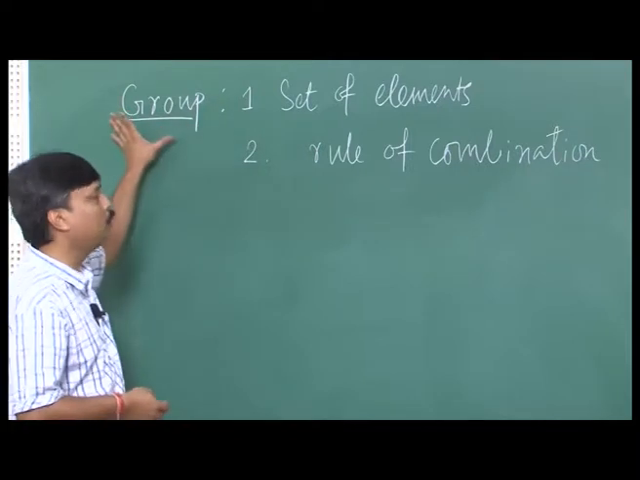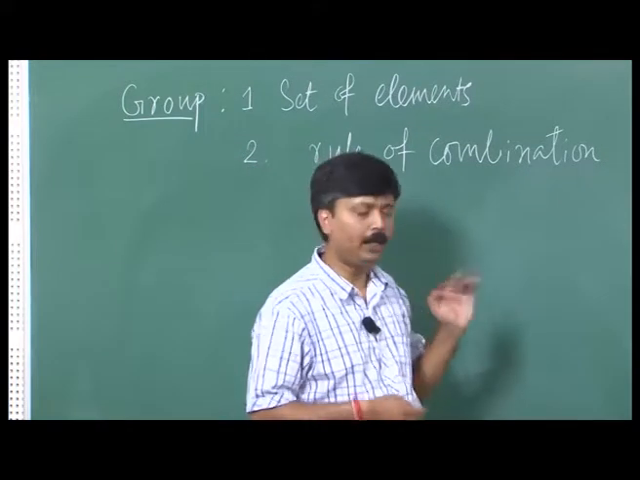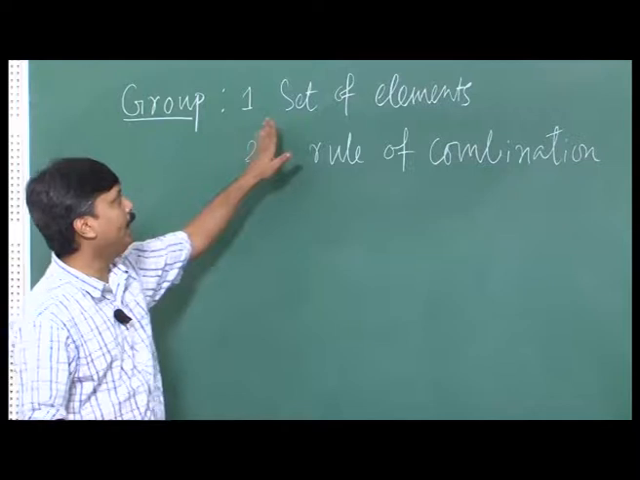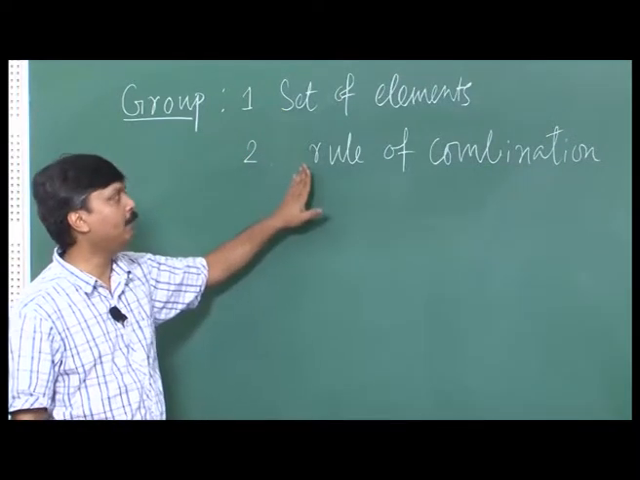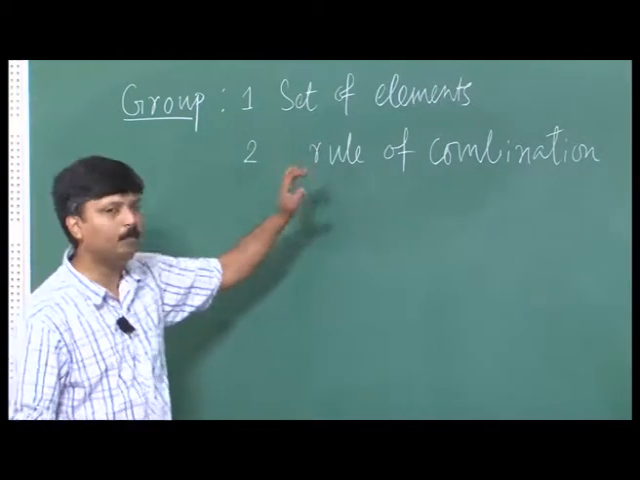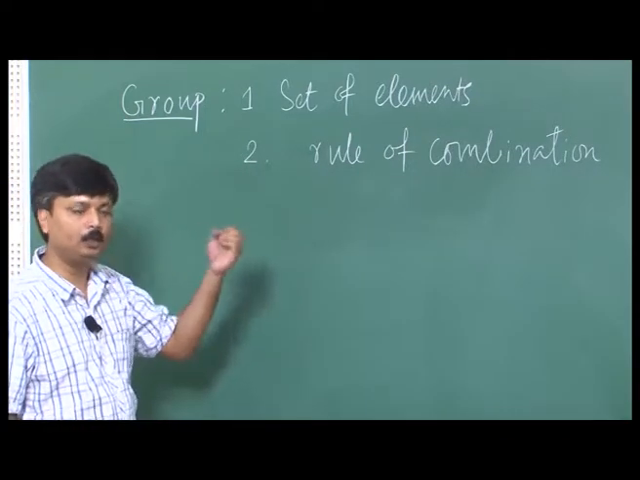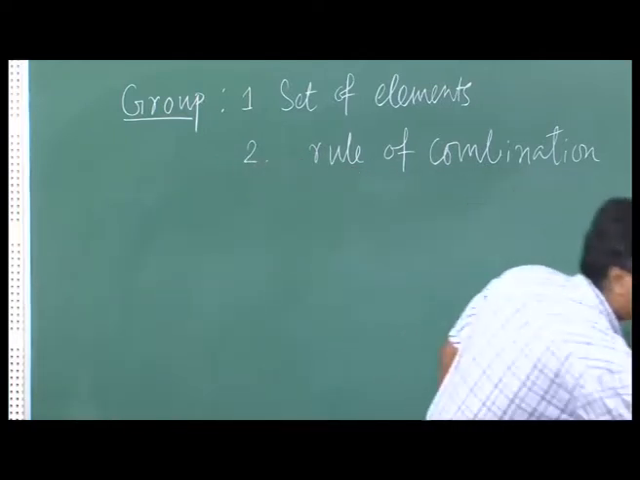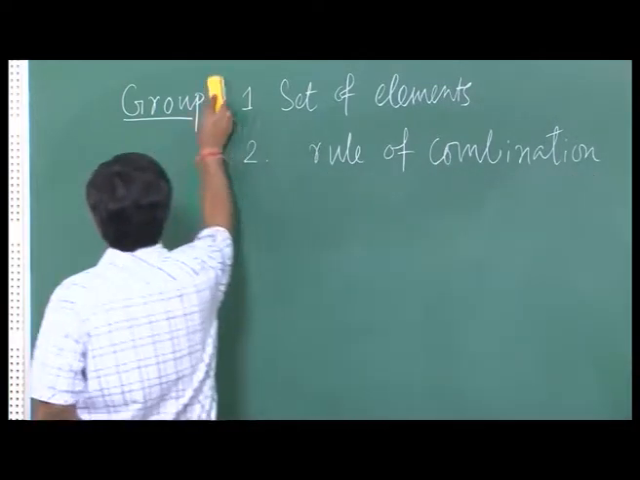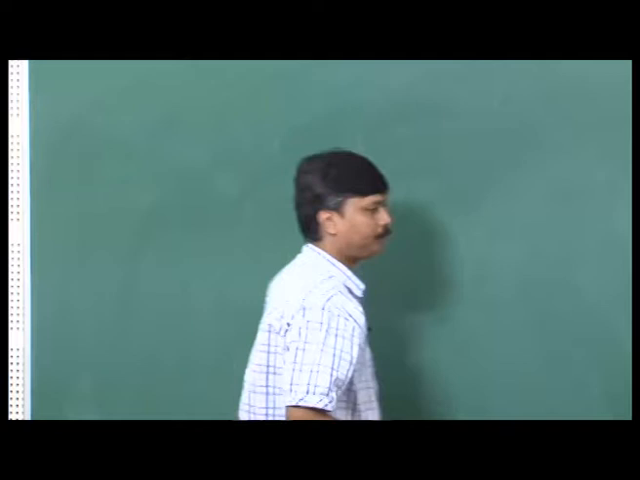This set will be called a group provided certain rules are satisfied, okay. So what I have now? I have a set of elements and a particular rule of combination is defined in it. It will be called a group once it follows certain rules. So what are those rules? Those rules are as follows. So there are 4 rules or 4 laws. Okay.